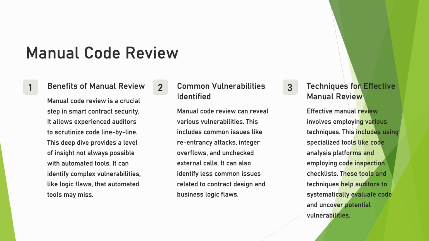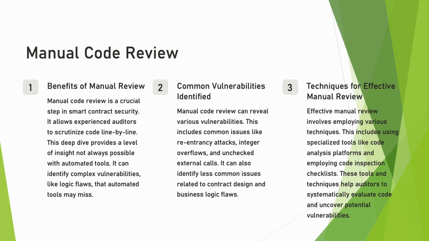Manual code review. There are three major things: benefits of manual review, common vulnerabilities identified, and techniques for effective manual review. Manual code review is a crucial step in smart contract security. It allows experienced auditors to scrutinize code line by line. This deep dive provides a level of insight not always possible with automated tools. It can identify complex vulnerabilities like logical flaws that automated tools may miss. Common vulnerabilities identified. This includes common issues like re-entrancy attacks, integer overflows, and unchecked external calls. It can also identify less common issues related to contract design and business logic flaws.